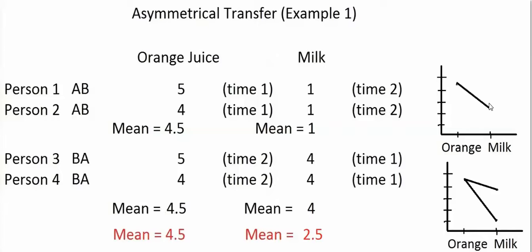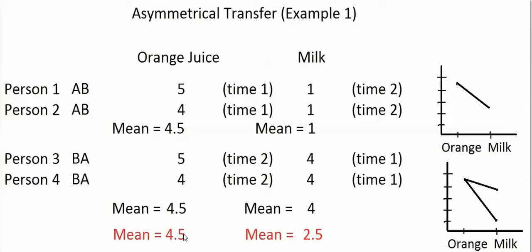This milk average right here is being dragged down by these 2 low ratings that happened at time 1. If these 2 ratings weren't there, then this overall milk average would be higher. So this difference between the mean of orange juice and the mean of milk is actually skewed by asymmetrical transfer because this milk average had an unfair disadvantage because these 2 ratings are dragging it down, and nothing is dragging down the orange juice rating.